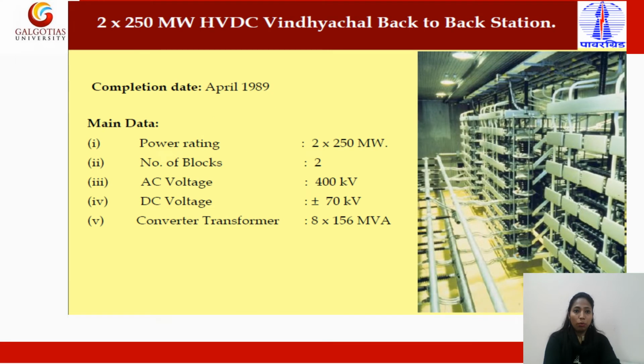Now the 2 into 250 megawatt HVDC Vindhyachal back-to-back station. Here both the rectifier and inverter are available at the same location. The power rating is 2 into 250 megawatt. Two units are used, so the number of blocks is 2. The AC voltage is 400 kV and the DC voltage is plus minus 70 kV. The converter transformer rating is 8 into 156 MVA.